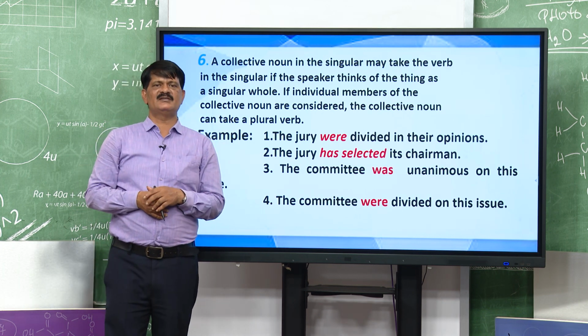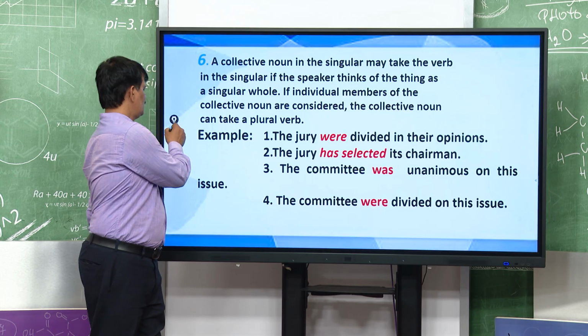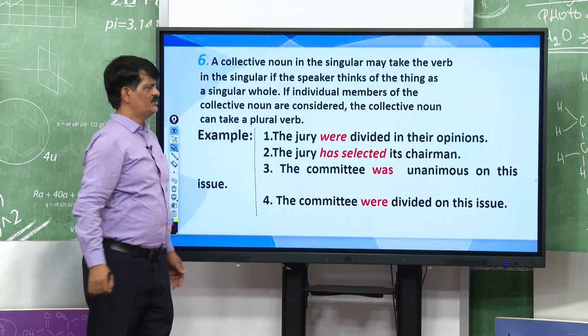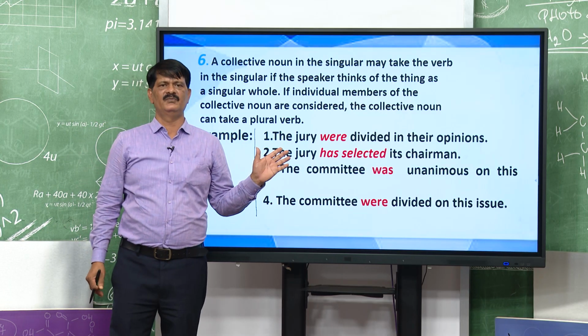Then question number 6 is very important. A collective noun in the singular may take the verb in the singular if the speaker thinks of the thing as a singular. When the speaker thinks it is singular, we will take the verb as singular. If the individual members of the collective noun are considered, the collective noun can take a plural. Very important from the examination point of view. Most of the time you will see these examples coming in the examination. You may get puzzled.